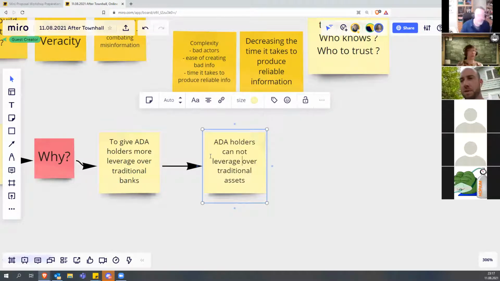Cannot leverage their ADA the way they can leverage fiat currencies as well. I'd say traditional financial assets, which includes fiat. It could be gold. I mean, people have pretty wide portfolios. Yeah, sure.